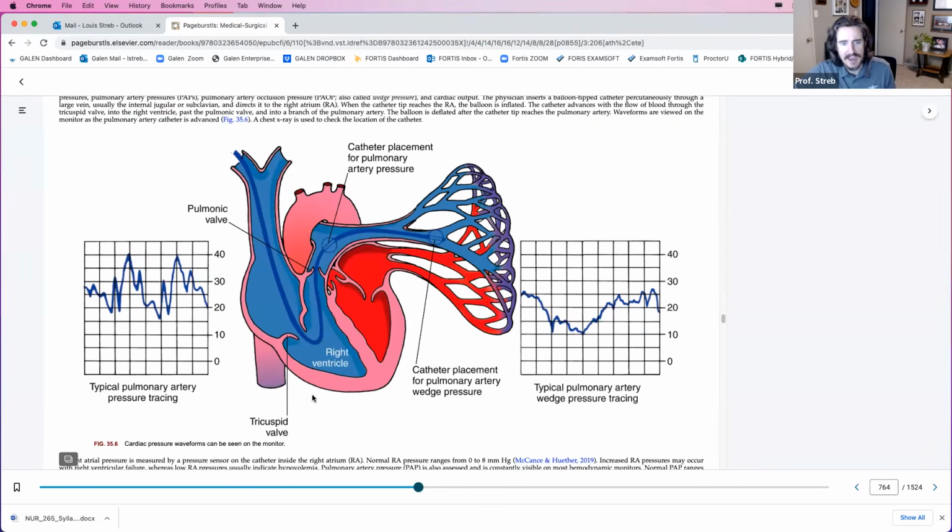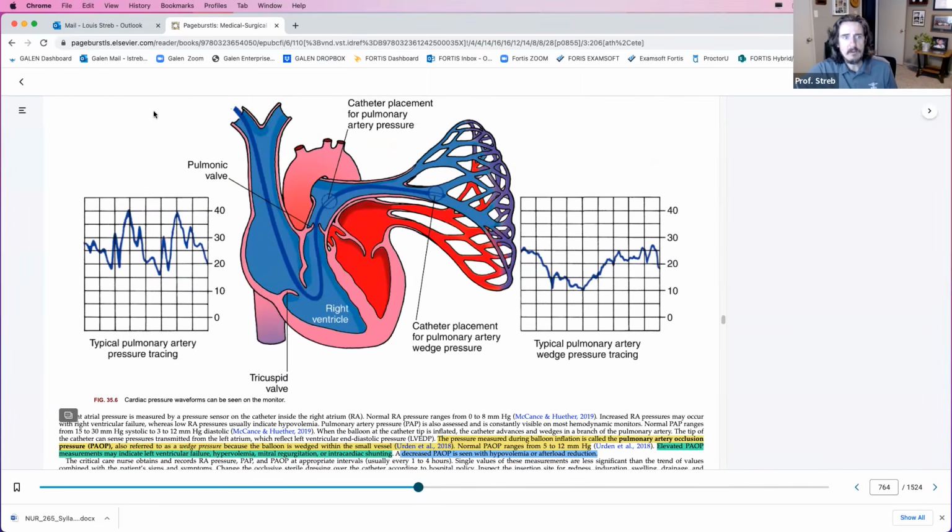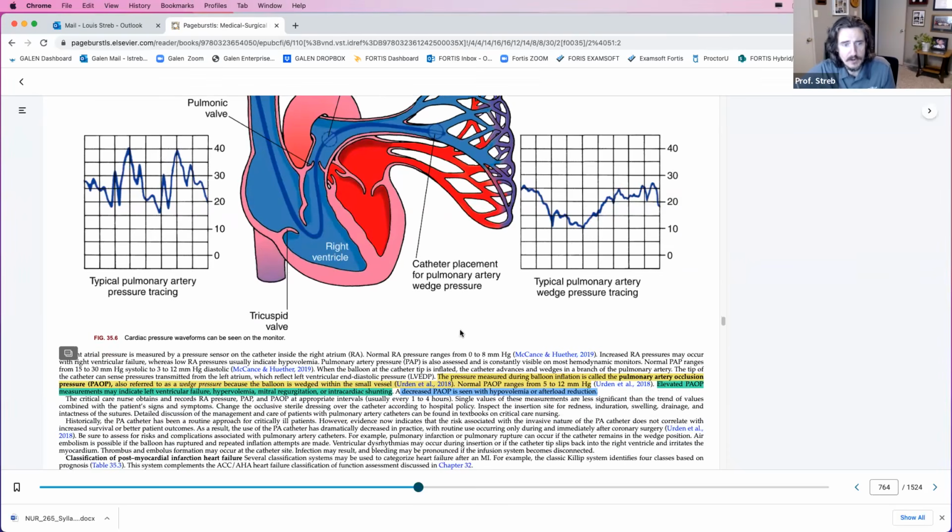We will take a Swan catheter, a triple lumen catheter, and we will go into the superior vena cava, right through your subclavian vein, and we'll go into your heart, through your right atrium, through your right ventricle, out your pulmonic valve right here, into the vasculature system of the pulmonary system. We call this a wedge pressure because we literally wedge this catheter into these small arteries there. That's all we're doing. The balloon is wedged into the small vessels. It's called PAOP.